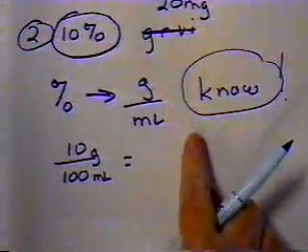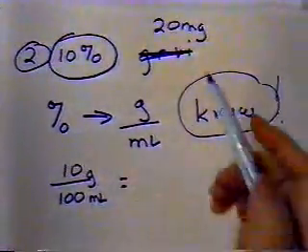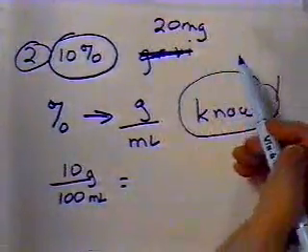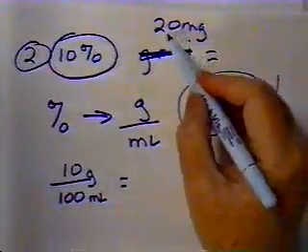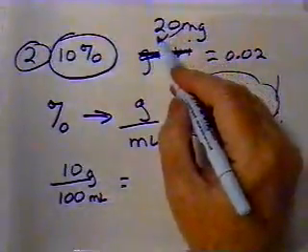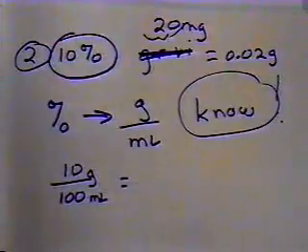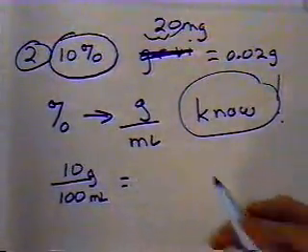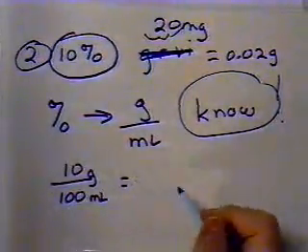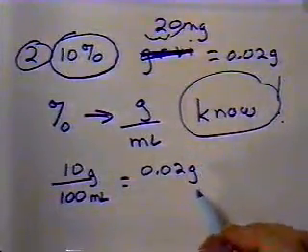Percent has to be grams over milliliters, so I can't put 20 milligrams here. 20 milligrams I have to convert to grams, and what is that when I change it to grams? 0.02. You have to go 1, 2, and 1 more, so it's 0.02 grams. Now, if you didn't label it grams over milliliters, you're going to put the 20 in here. You cannot put 20 milligrams in here. You have to write 0.02 grams.